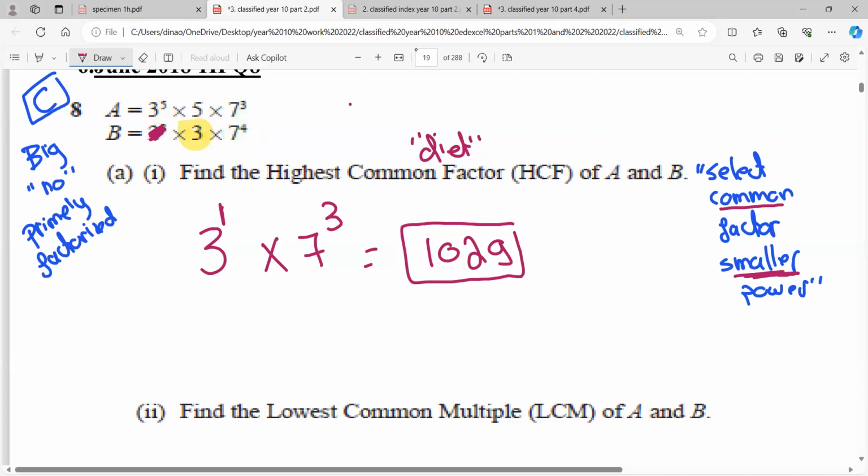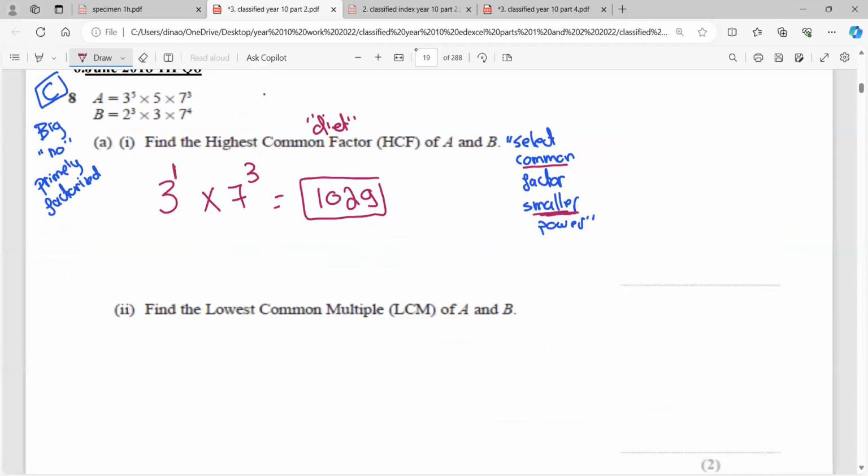Now let's look at the LCM. Of course, we always, I'm sorry, you write the final answer in the space provided over here. This is where you write your final answer. So as we said, we select the common factor with the smaller power. Let me just double check the answer instead of calculating something wrong. Yes. Now as for the LCM, the LCM is a glutton, not on a diet at all.